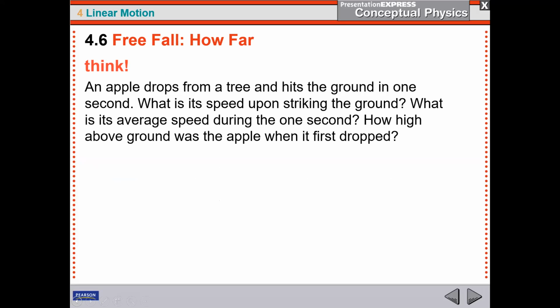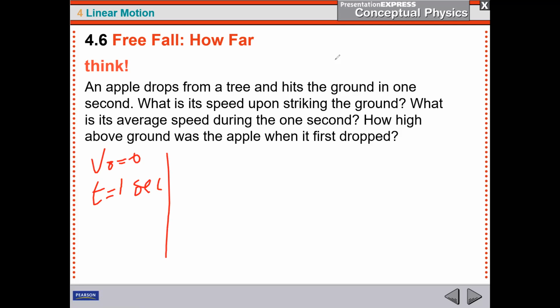Now, an apple drops from a tree and hits the ground in 1 second. Okay, so the time here is 1 second. What is its speed upon striking the ground? What is its average speed during the 1 second? And how high above ground was the apple when it was first dropped? So here there's an apple. It drops from a tree. So here the initial velocity is 0 and it hits the ground in 1 second. So the time here is 1 second. And G equals 10.